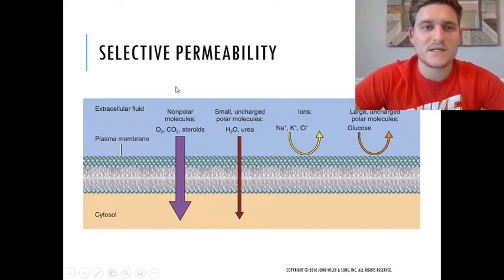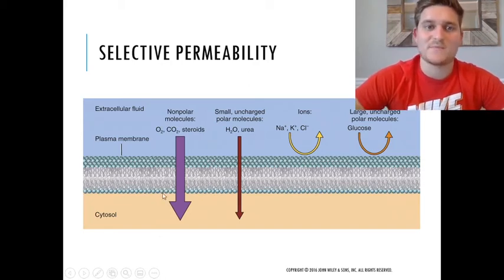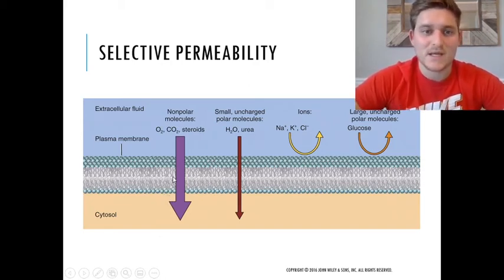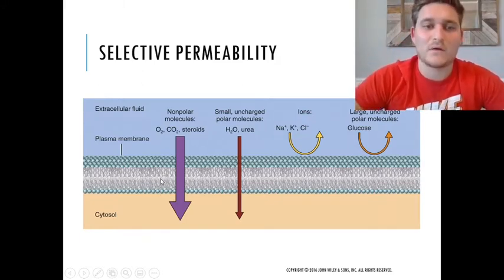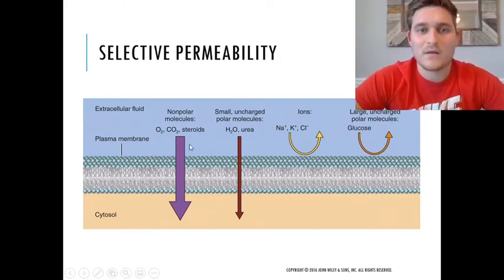So here we see what materials are able to move in and out of the cell. You're going to see that nonpolar molecules such as O2, CO2, and lipid-based molecules like steroids are going to be able to move freely across the plasma membrane. And why is this? Remember, these fatty acid tails that make up the lipid bilayer are also nonpolar. So nonpolar molecules are able to cross freely in and out of the cell.